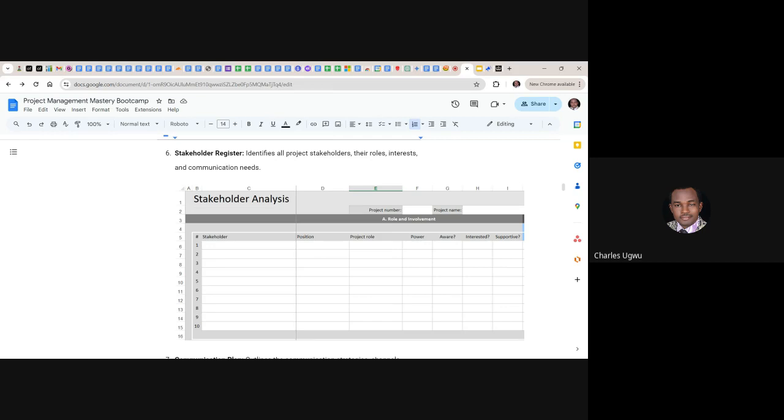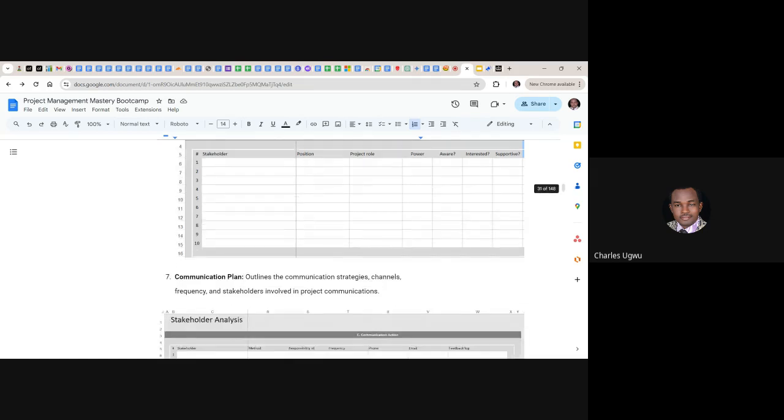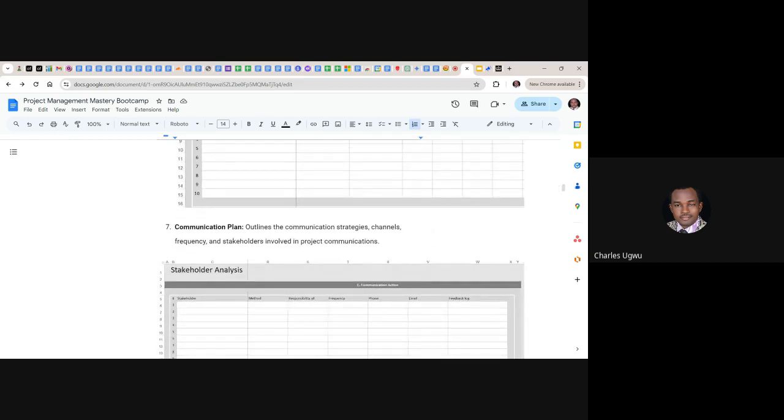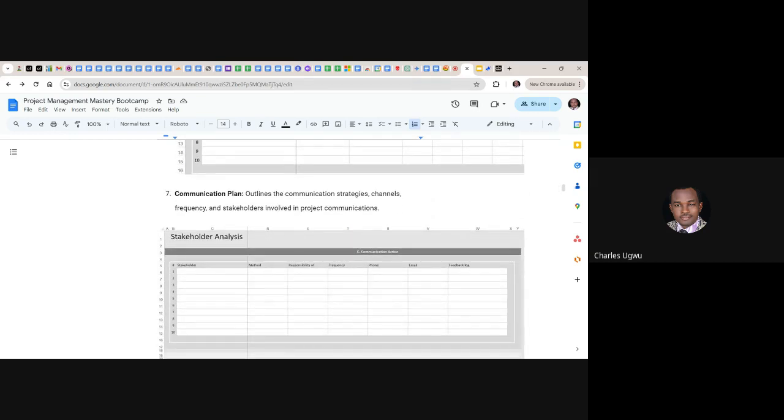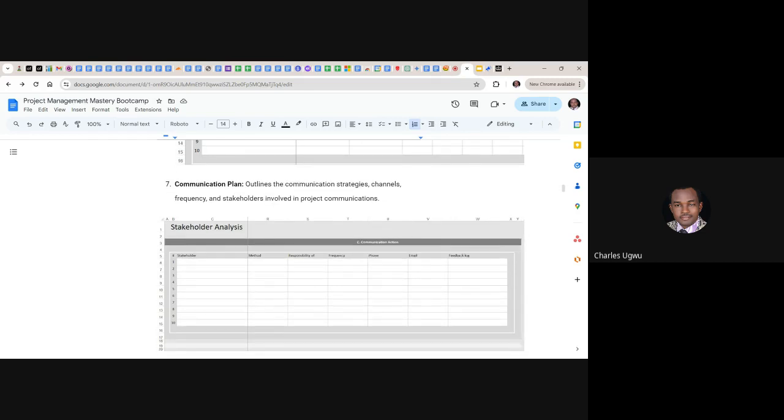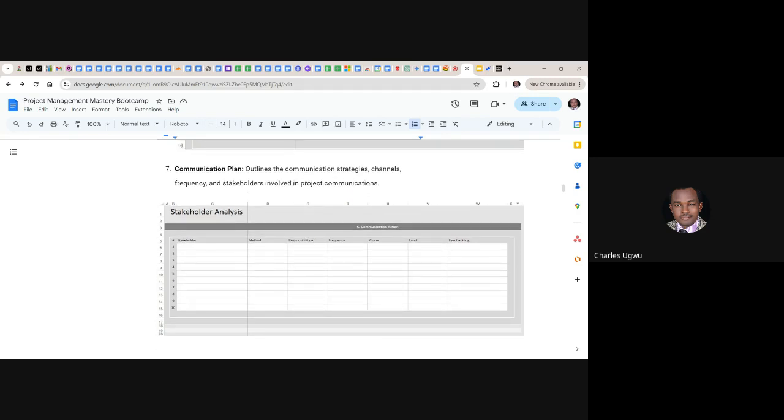It's not the only stakeholder document we need. We need another document called the communication plan. It's still part of the documents you use to manage your stakeholders. Here you outline the communication strategies, channels, frequency, and stakeholders involved in project management. Every stakeholder requires a unique communication strategy.